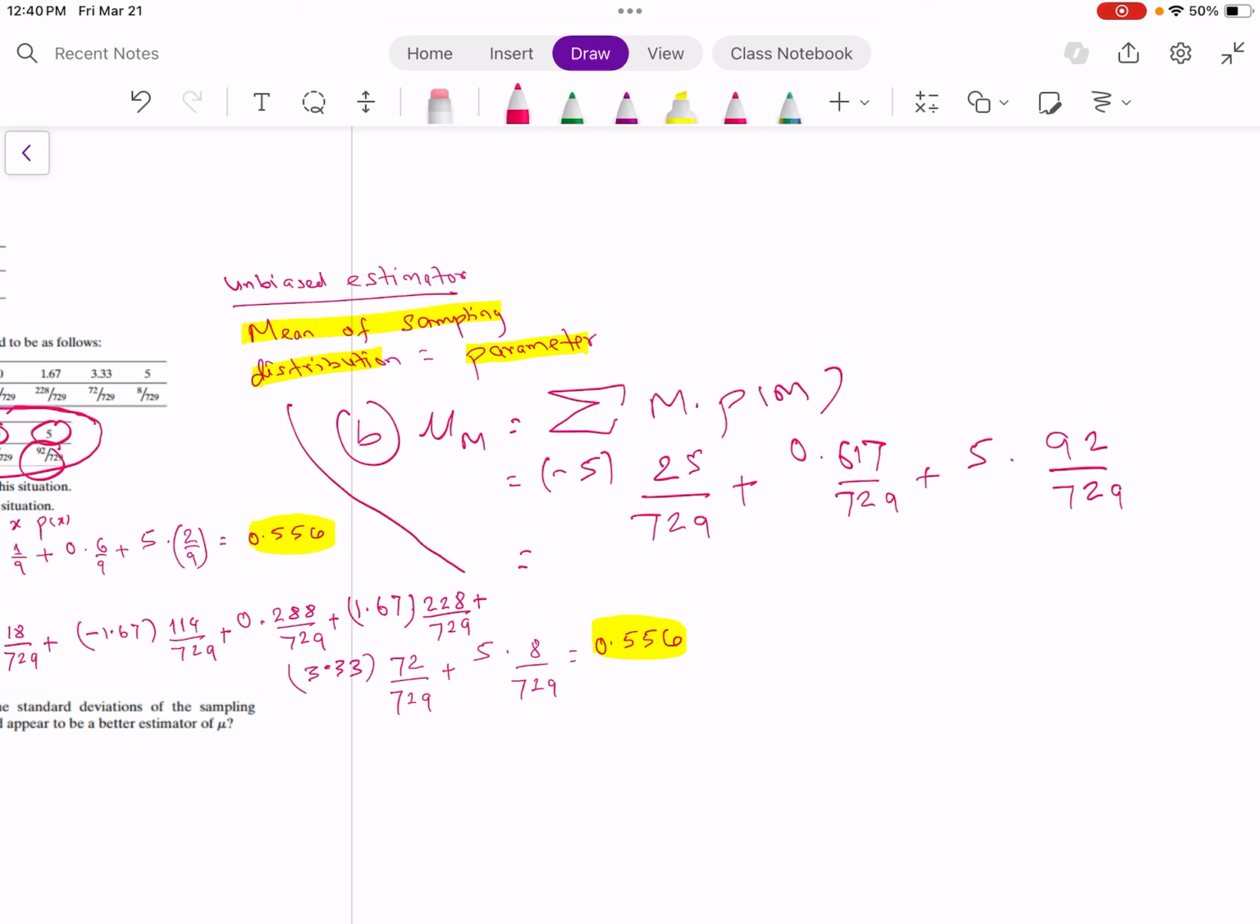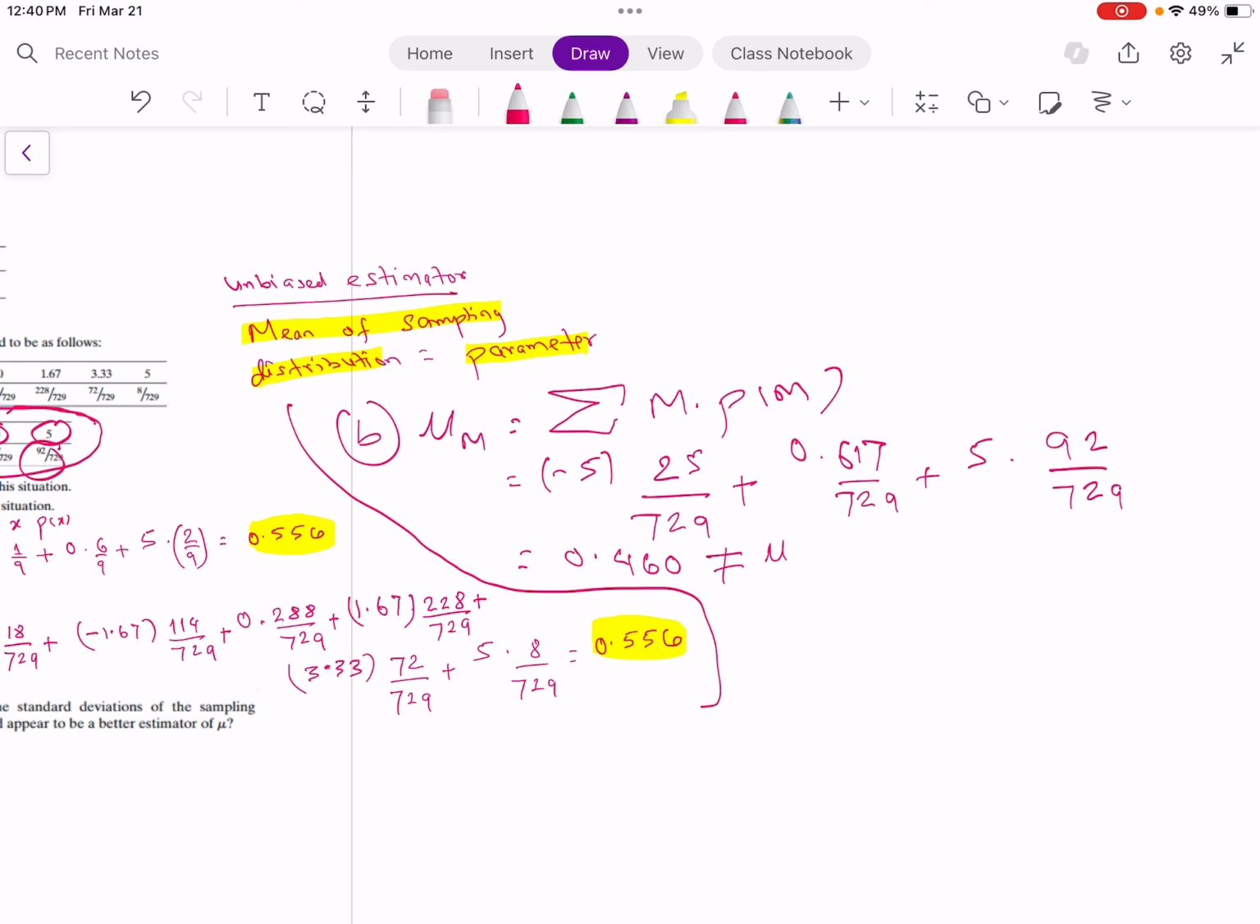This is equal to 0.460. The mean of the sampling distribution of the median m is equal to 0.460, which is not equal to our mu. Since mu of m is not equal to mu, we call m a biased estimator.